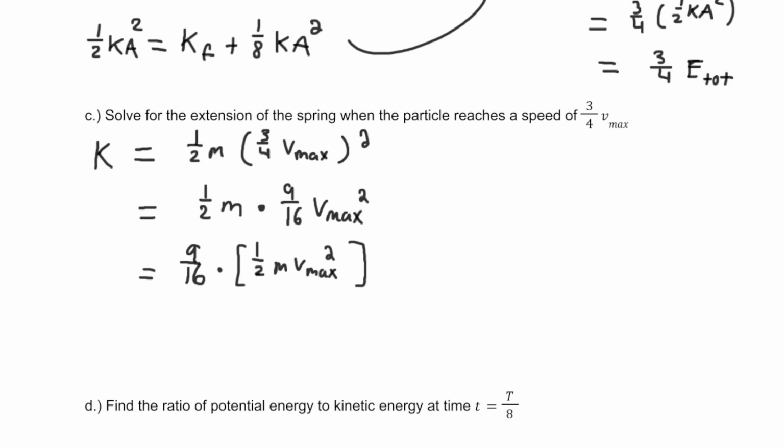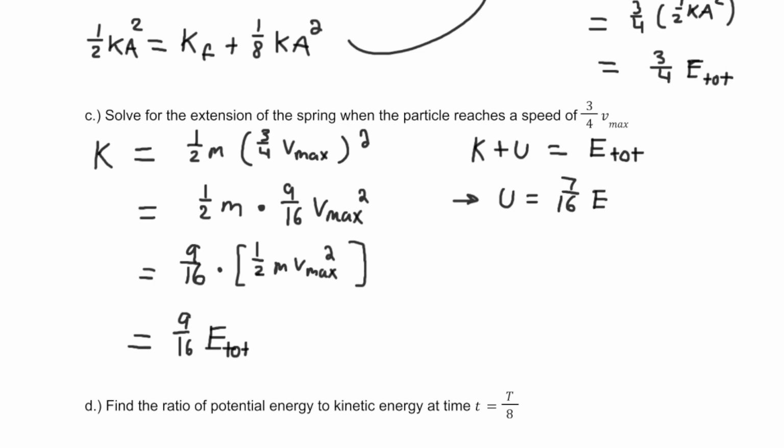And the reason I did it this way is because 1/2 m v max squared is also our total energy. So the kinetic energy at this point is 9/16 of the total energy. And this helps us convert from the v, which we have to get rid of. We can't have v in our final answer. So we actually have to do this in terms of A. So if the K plus U has to be equal to the total energy, well, we can see that this means that U has to be equal to 7/16 of the total. Because we had 9/16 that were kinetic, so the other 7/16 had to be potential.